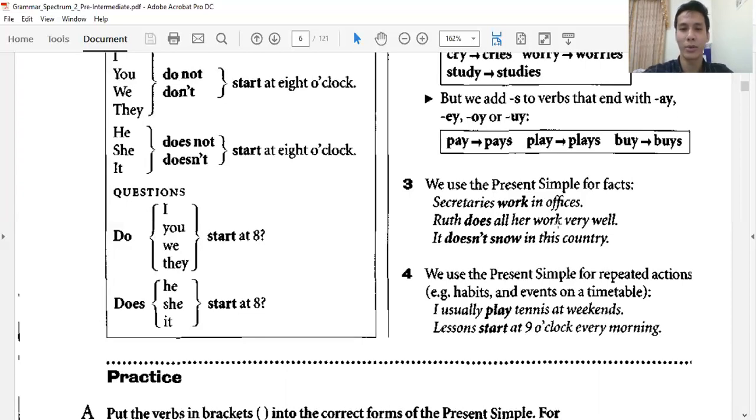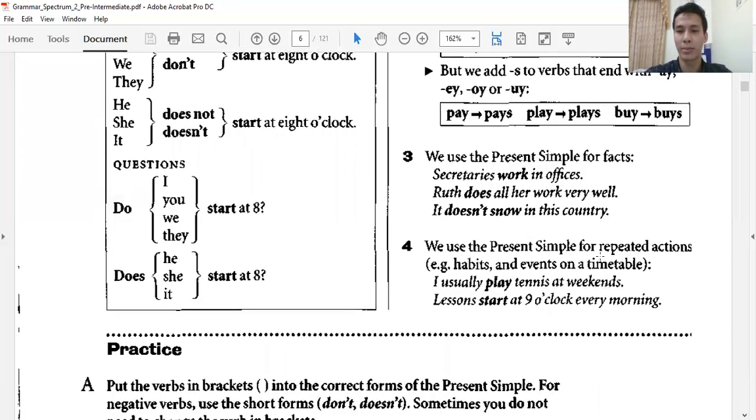And then we move to number 4. We use the present simple for repeated action. For example, habits. Habits are what we do every day. Whatever you do every day, we refer to as habits. And the next one is events. Events on a timetable. Some events on a timetable we use with present simple, and also the habits. That means we talk about repeated action.